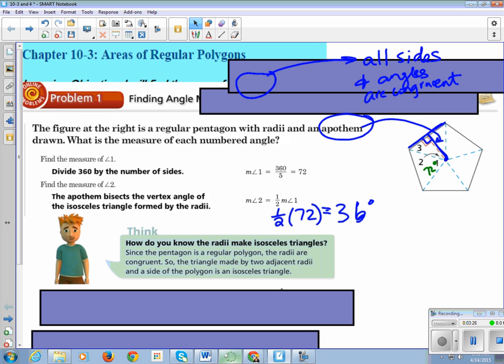I've added this little think question. How do you know the radii make isosceles triangles? Since the pentagon is a regular pentagon, the radii are congruent. So the triangle made of 2 adjacent radii and a side of a polygon is an isosceles triangle. So this little green triangle is isosceles.